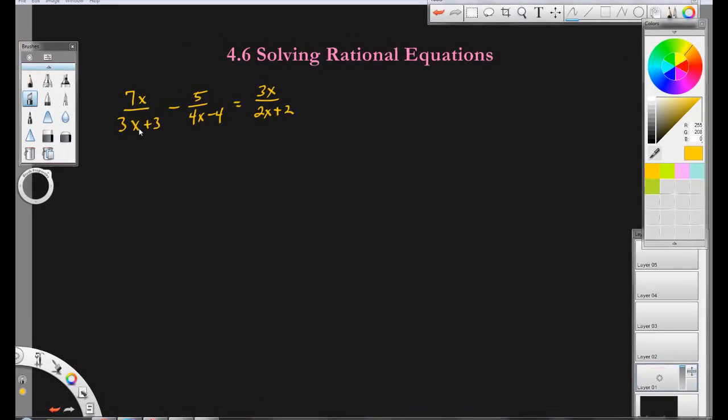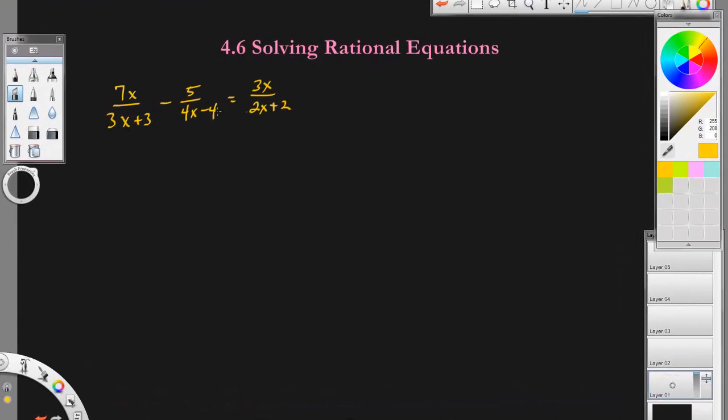Hello. We're going to solve rational equations, and I have a dynamite example here to start with. So let's do it. We got x's all over the place on this, and our goal here is to solve for x. We have x's on every single denominator, and every single denominator is different.